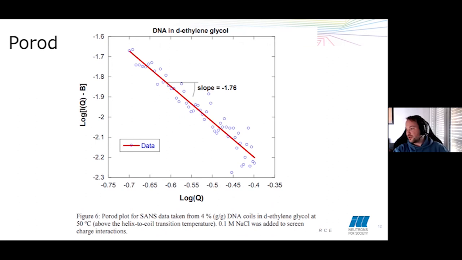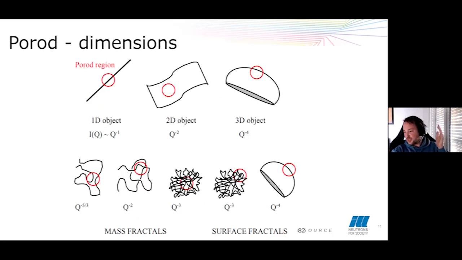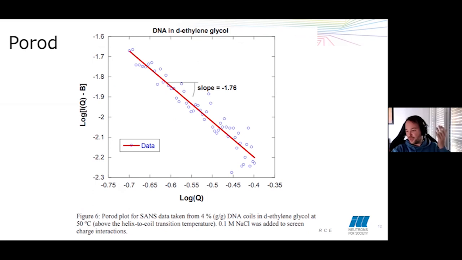As an example here, we can see the Porod plot, which is log I over log q, of DNA in ethylene glycol done at 50 degrees. This is above the helix-to-coil transition, so normally we should be in a coil. And what we see here is a slope of minus 1.76, which is very close to the slope of q to the minus 5/3 that we can see here, which means that we have a good signature for a swollen coil and not a helix.